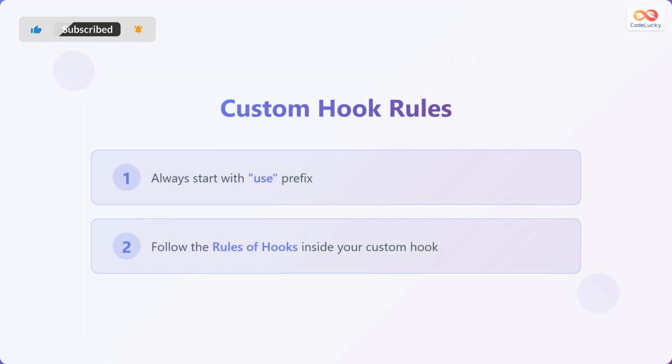Like all React hooks, custom hooks have a couple of important rules that you need to follow. First, custom hooks must always start with the prefix use. This tells React that the function is a hook and allows it to properly manage state and side effects. Second, custom hooks must follow the rules of hooks. This means that you can only call hooks from inside functional components or other custom hooks, and you should always call hooks in the same order on every render.